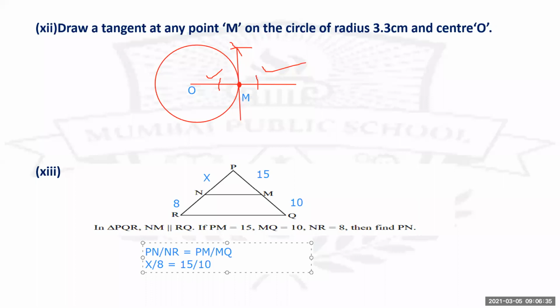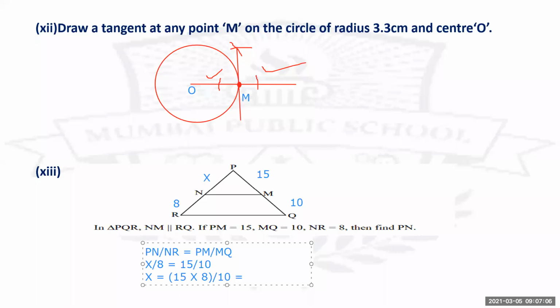Is this clear to all the students? Any difficulty in understanding this? Now we will move ahead. You'll reshuffle the terms. So what you'll get? X equals 15 into 8 divided by 10. Okay, so what is the final answer now?